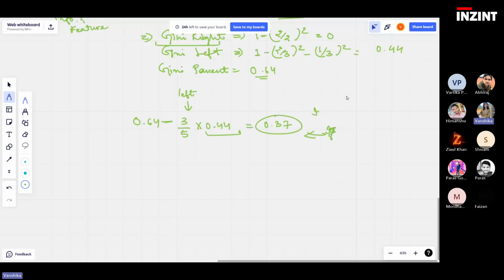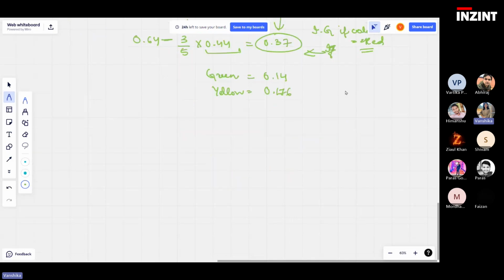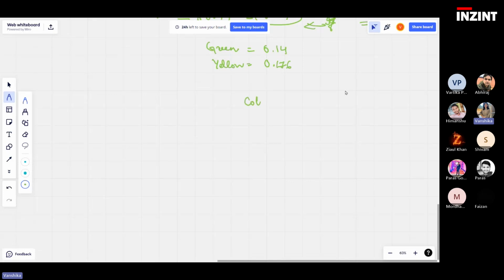This is the information gain if color equals red. Similarly, we will calculate for color equals green and color equals yellow, and I have computed it. This would come around 0.14 and this would come around 0.176. And since information gain for red is more, we will be asking the question about red. So the split would be happening based upon color, and the question would be asked whether the color is red or not. And then the tree would split.